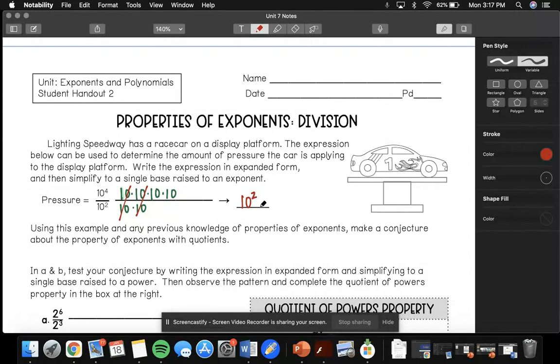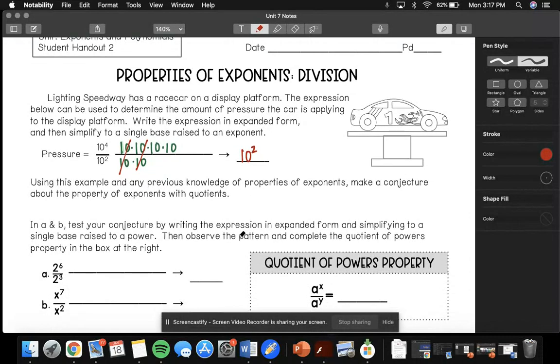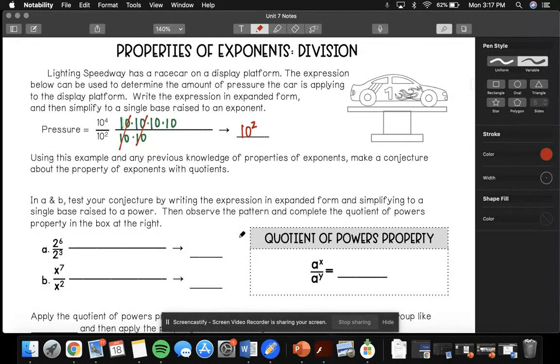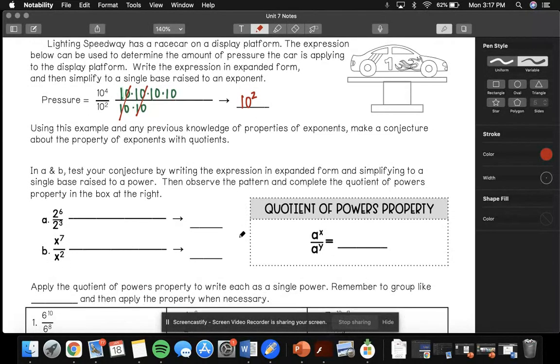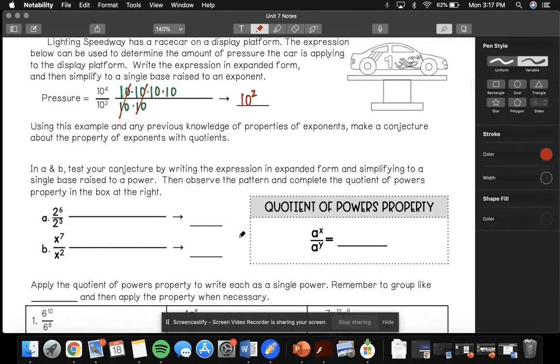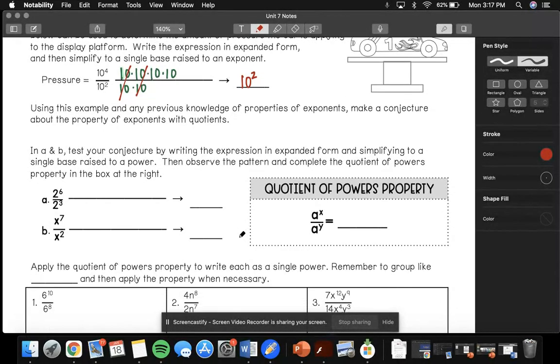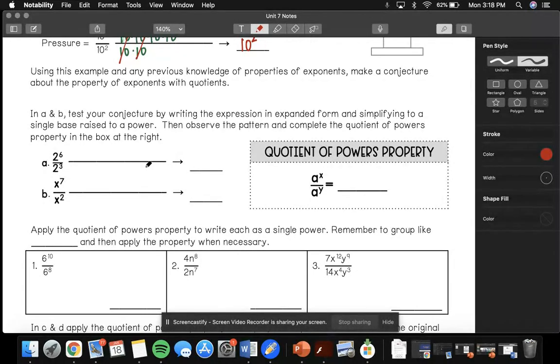Okay. Use this example and any previous knowledge of properties of exponents to make a conjecture about what to do when you have quotients, or dividing, in exponents. If we were in class together, we would talk about what our guess is, but we're just going to test this conjecture and come up with it together. We're going to expand these problems, write each as a single base, and then hopefully come up with this pattern. So we have 2 to the 6th over 2 to the 3rd.